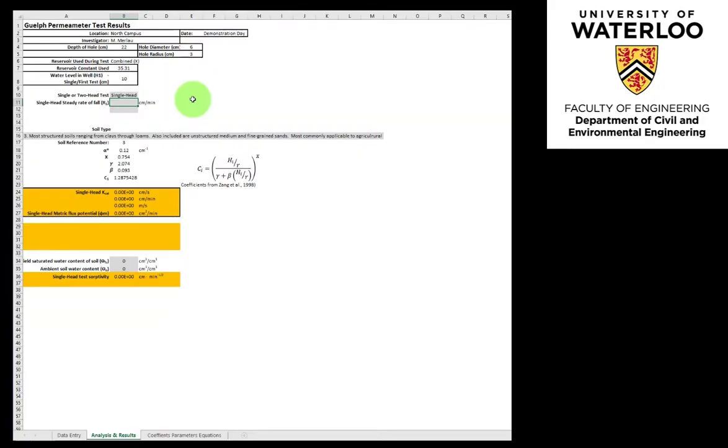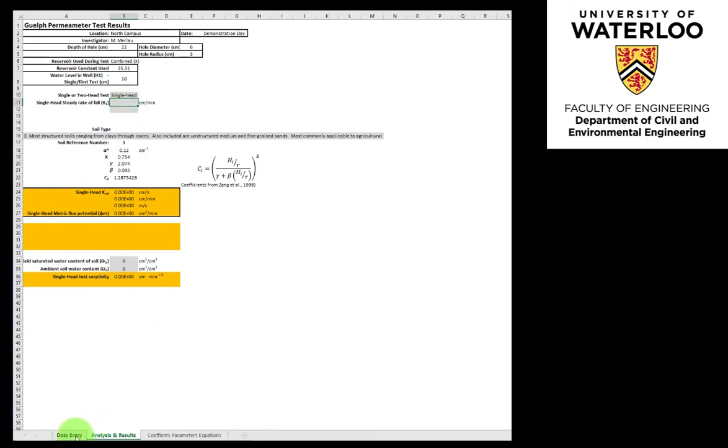In the Analysis tab, most of the information is brought forward from our Data Entry tab. The only other thing that we have to identify within this analysis sheet is whether we were conducting a single head test, which was undertaken in this case, or a two head test where we would have repeated the experiment with a different hydraulic gradient. Here we'll identify that we were conducting a single head test. The next thing that we have to identify is our single head steady rate of fall.